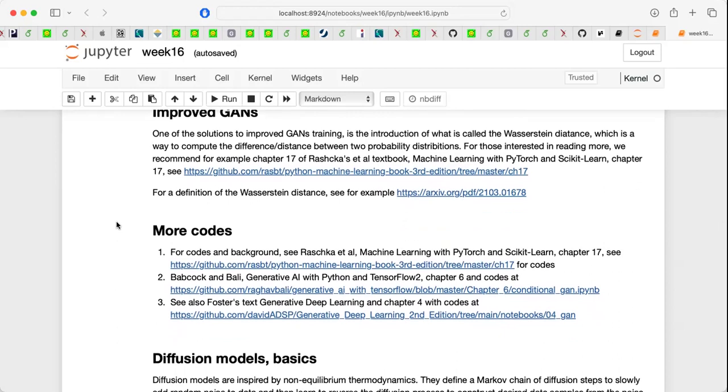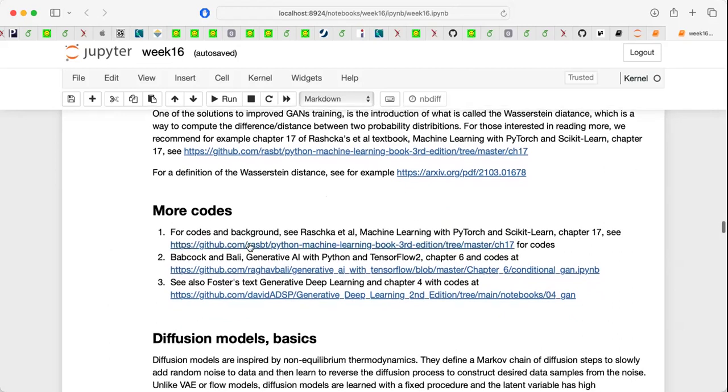So for codes and more, there are actually lots of examples in the textbooks which we have chosen for this course. So you have in PyTorch an example of using the Wasserstein distance. In the textbooks by Babcock and Bali and Foster, you will find TensorFlow examples. In the textbook of Foster, it's chapter 4, which is the relevant one, whereas in the textbook of Babcock and Bali, it's chapter 6. And there you can find several implementations and improvements of the simpler cases which we have been discussing.